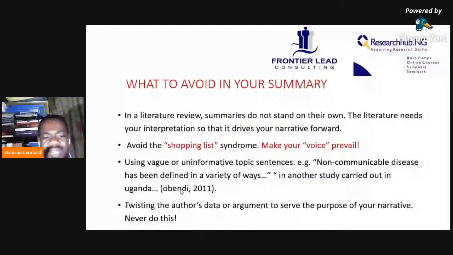Now another one is twisting the author's data or argument to serve the purpose of your narrative. That is also very, very wrong, as I said earlier.